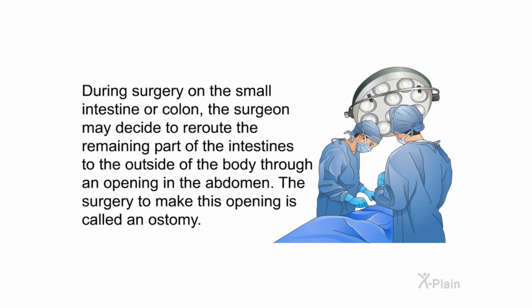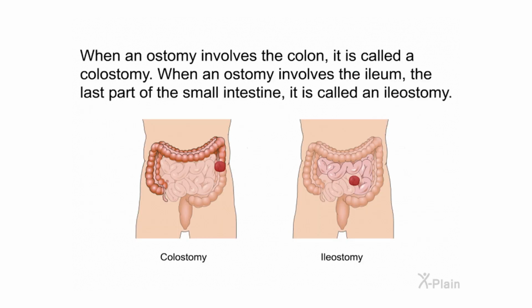During surgery on the small intestine or colon, the surgeon may decide to reroute the remaining part of the intestines to the outside of the body through an opening in the abdomen. The surgery to make this opening is called an ostomy. When an ostomy involves the colon, it is called a colostomy. When an ostomy involves the ileum, the last part of the small intestine, it is called an ileostomy.